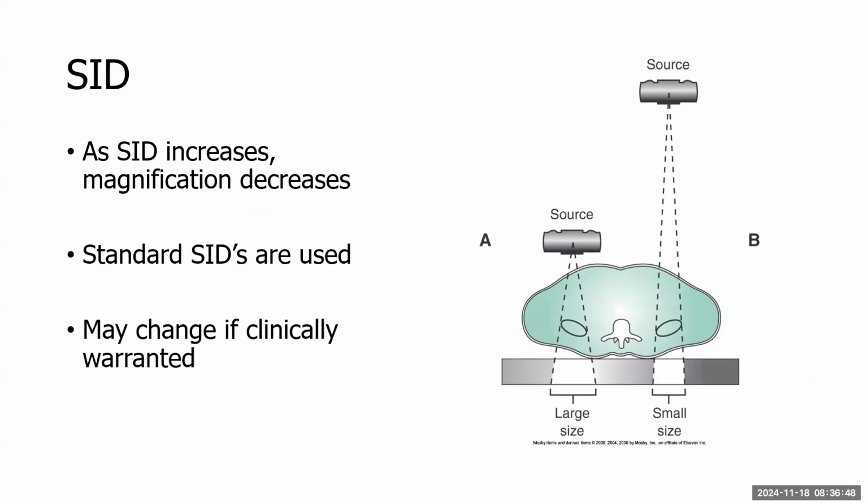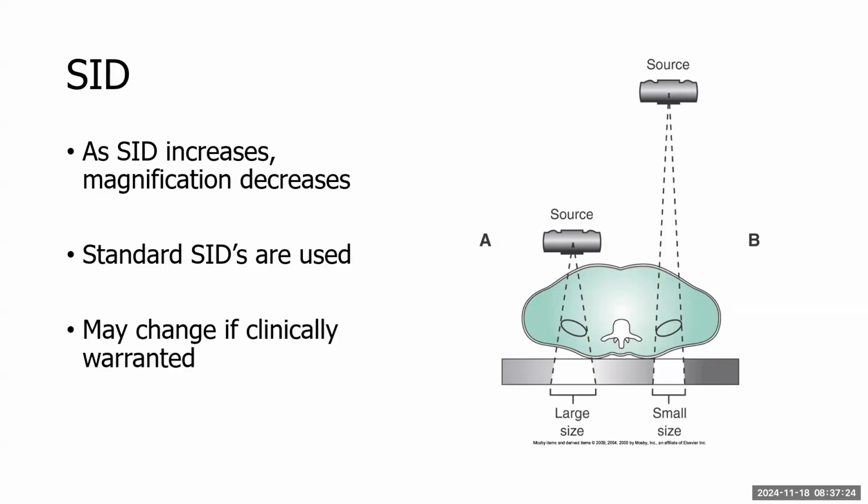In lab this week, we're going to show this. We're going to do some images with a big OID, and then some images where we change the distance, and you're going to see that it only takes a couple of inches of OID to make a big difference in magnification. Whereas if we just change our SID a couple of inches, you may not even see a difference with just our eyes. It takes a much bigger difference in SID to see that. But as SID increases, magnification decreases.